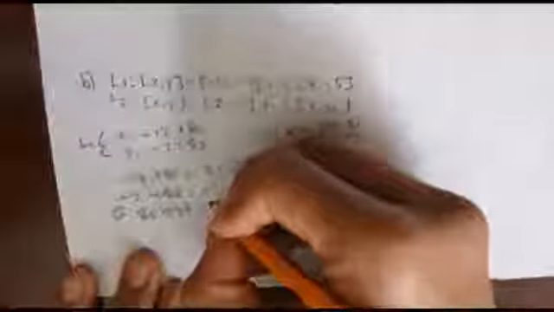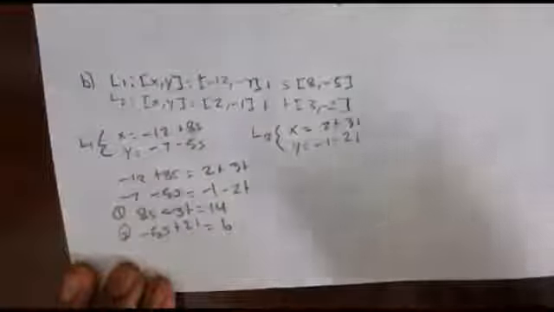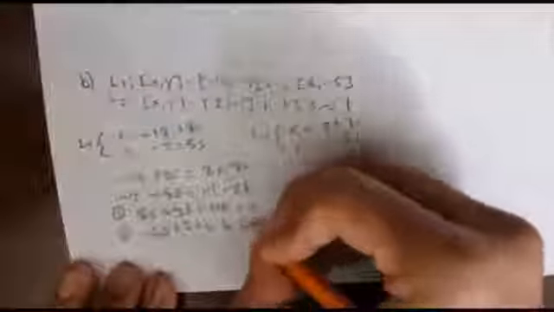Now, we're going to bring the variables over to one side and the constant onto the other side. So for equation 1, we're going to get 8s minus 3t, which is going to be equal to 14. And for equation 2, we're going to have negative 5s plus 2t is equal to 6. Now, we're going to use elimination. So the easiest to eliminate would be t. So we'll multiply this equation by 2 and this equation by 3.